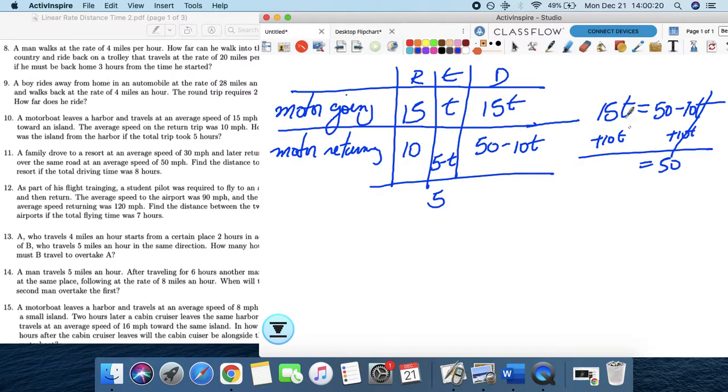This equals 50. And here equals 25t. Divide both sides by 25. And t equals 2. So going took him 2 hours. Returning would be 5 minus 2, which equals 3. So t equals 3. Okay.